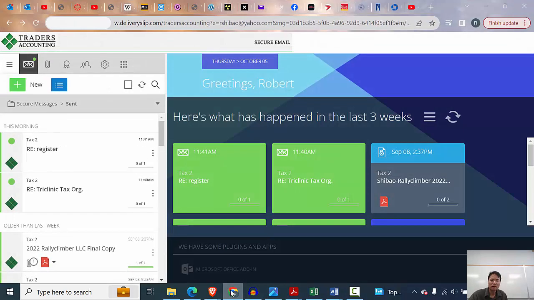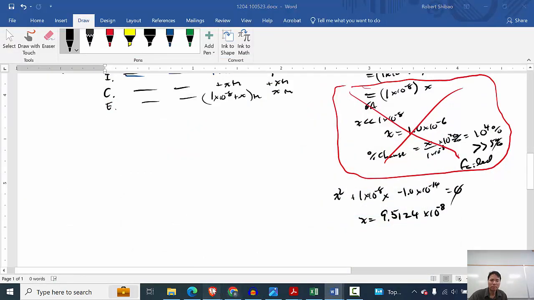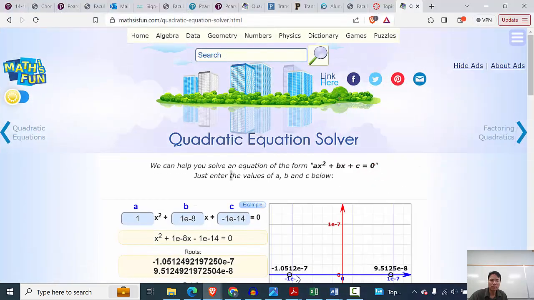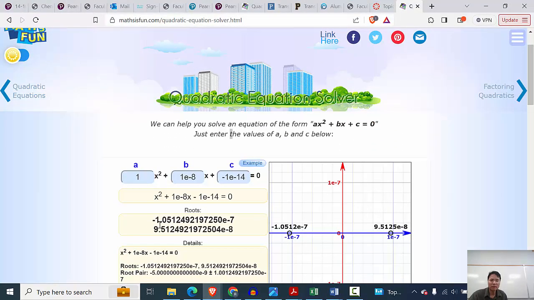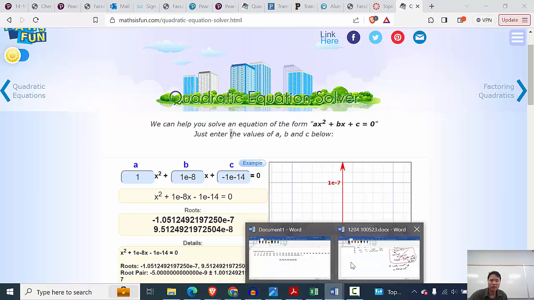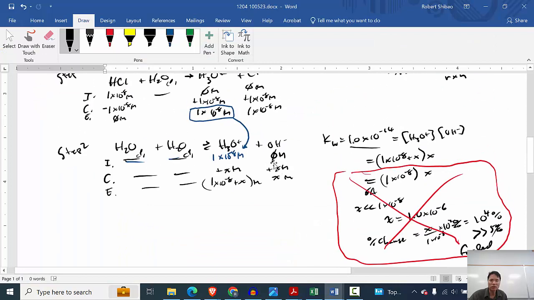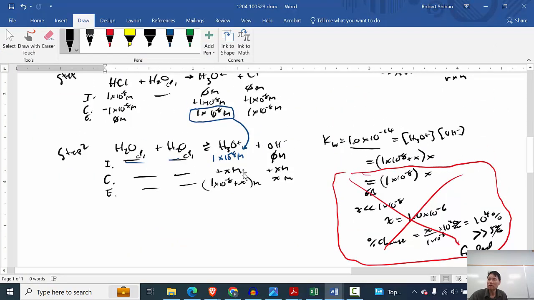We can't use a negative root. The other root is negative 1.05 times 10 to the negative 7. We can't use the negative root because that would give us negative concentrations here. If somebody said, I need you to weigh out negative 5 grams of sodium chloride, it's impossible. The smallest amount is zero. We can't go smaller.